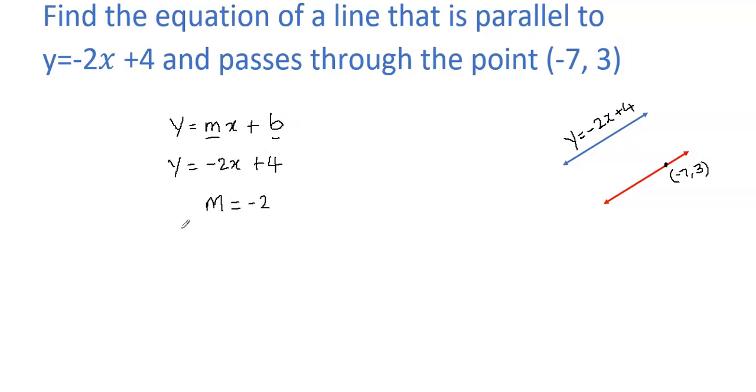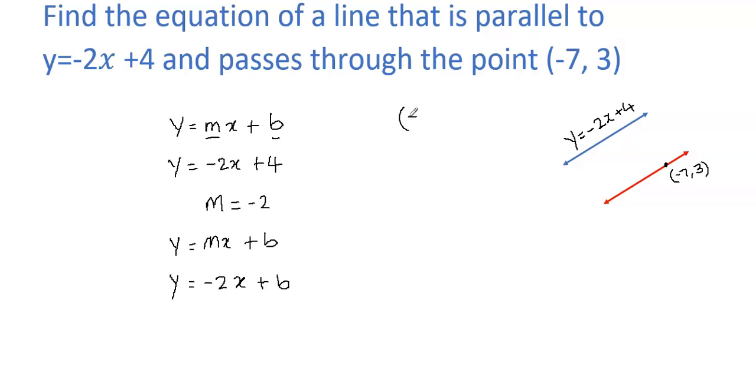But let me do one thing before this. I'm going to write the equation y equals mx plus b, and substitute the value of m. So y is equal to negative 2 times x plus, I don't know what the value of b is, so I'm going to leave it as it is. Now we're going to find the value of b. I know that this line passes through the point (-7, 3), so I'm going to use this point to find b.